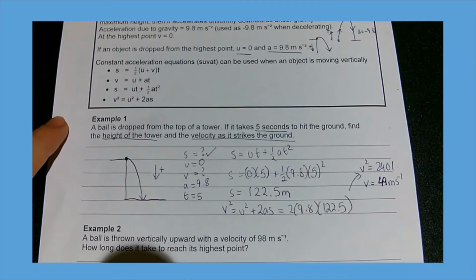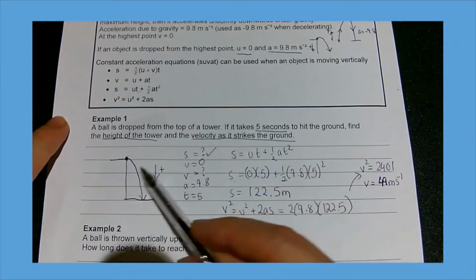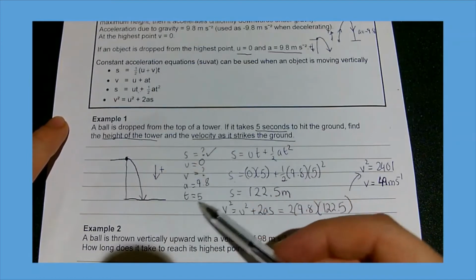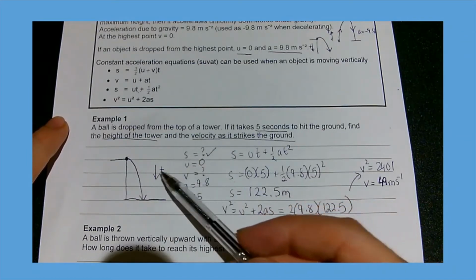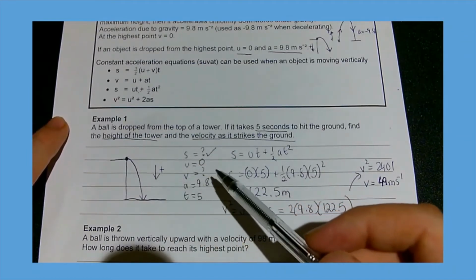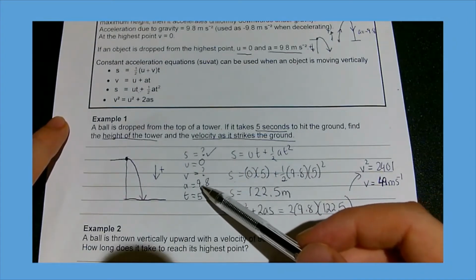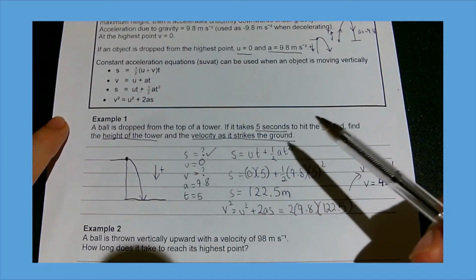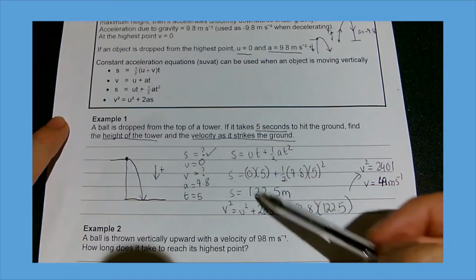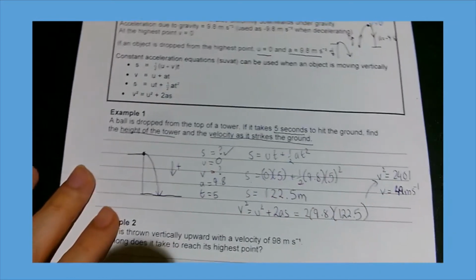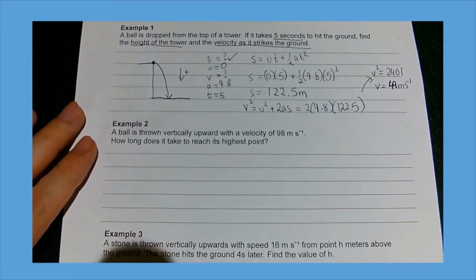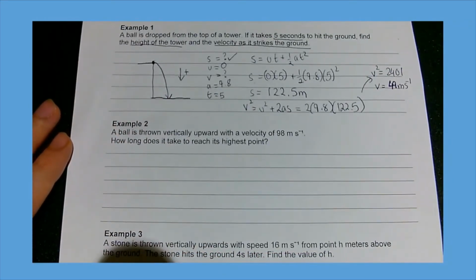Okay, so that's how we apply SUVAT with vertical motion. I'll just recap this. I did a little diagram, you don't have to do that. I did the same technique of looking at SUVAT. I had to take a direction as positive, and by doing so I have a positive 9.8 because this acceleration is acting in the same direction, and then I decided on my formulas. Okay, so that was a situation where we had an object being thrown from the top of a tower.